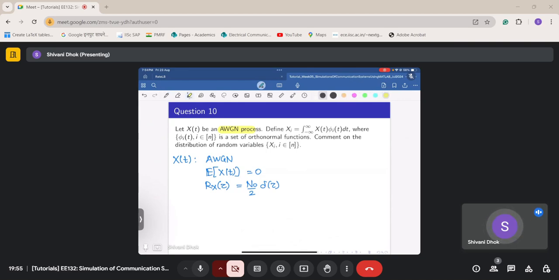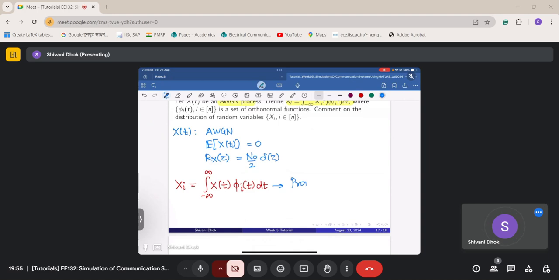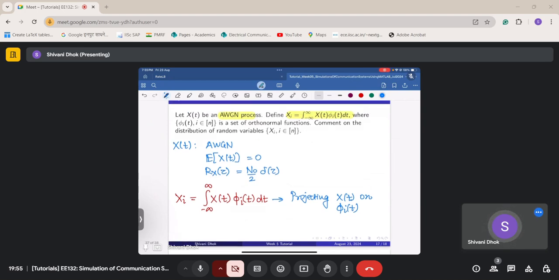Now another thing that we are defining is xi, which is the integral from minus infinity to infinity of x of t into phi i of t dt. This is a random variable. How we can interpret this is, you're projecting x of t on phi i of t, where i equal to 1, 2, 3 and so on till n. This notation, square bracket n, is in general the set 1, 2, 3 and so on till n, where n belongs to the set of natural numbers.